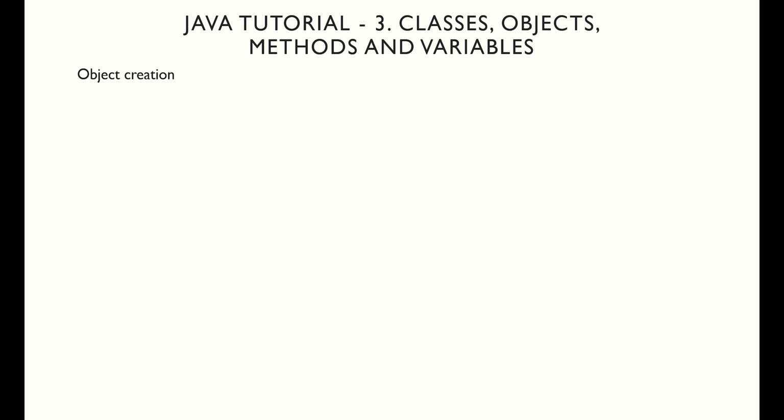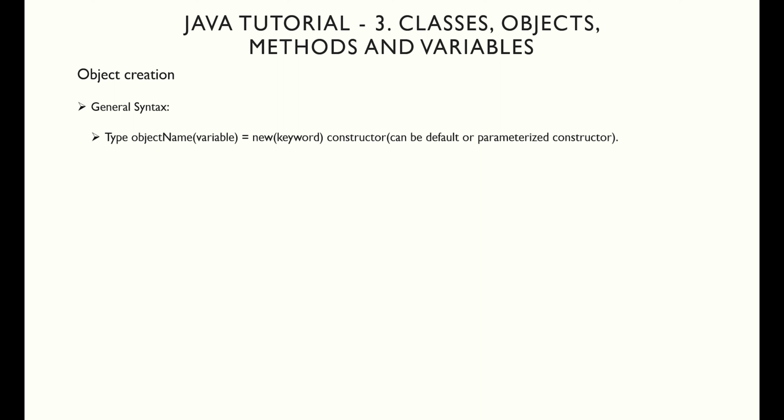Finally, object creation. The general syntax for object creation is: type, usually the class name, object name or variable, new keyword, constructor. It can be a default or parameterized constructor. Examples: the first one is a default constructor and the next one is a parameterized constructor.